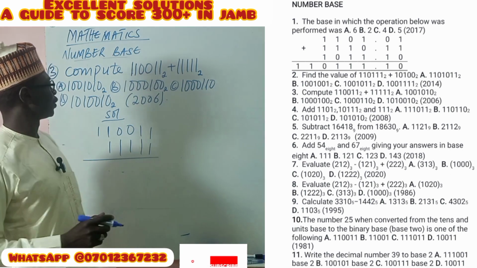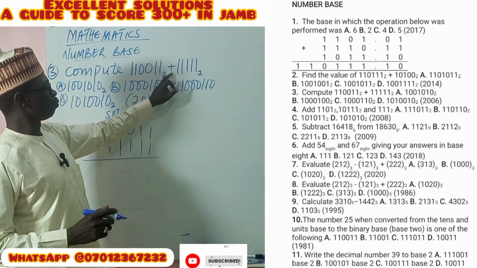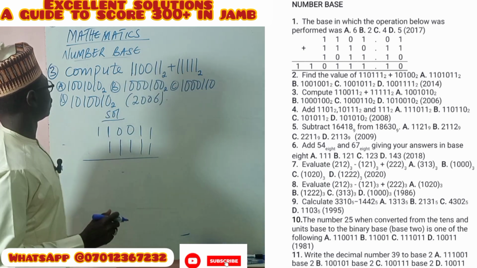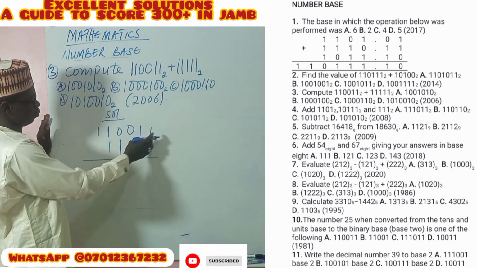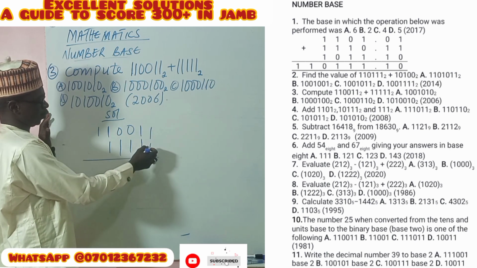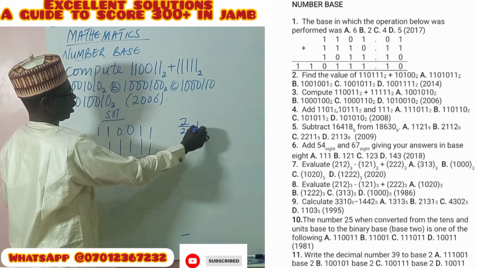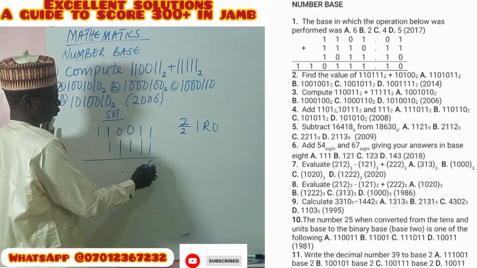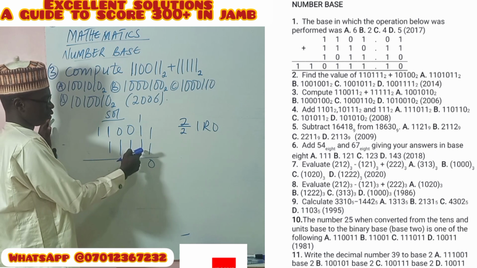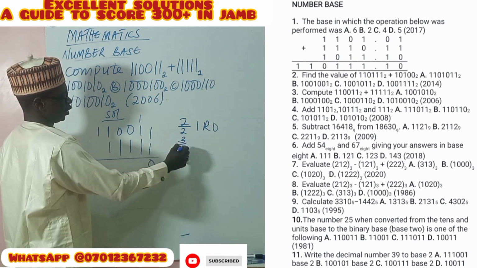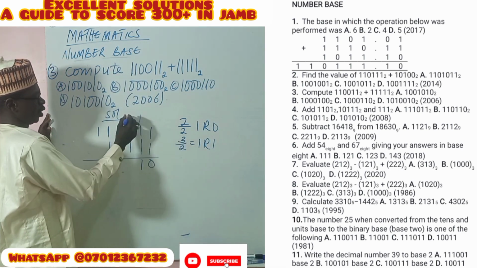The next question is question 3, and this question says compute 110011 base 2 plus 1111 base 2. This question is a question of 2006. Since this is in base 2, we now add these numbers. 1 plus 1 is 2. So 2 in base 2, we have 1, remainder 0. So we now put 0 and carry 1 here. 1 plus 1 is 2, 2 plus 1 is 3. So 3 in base 2 is the same as 3 divided by 2, you have 1, remainder 1. So we put the remainder 1 here, take this one and bring it here.